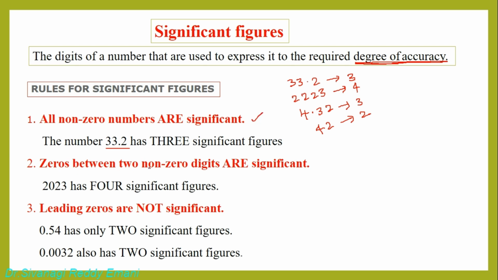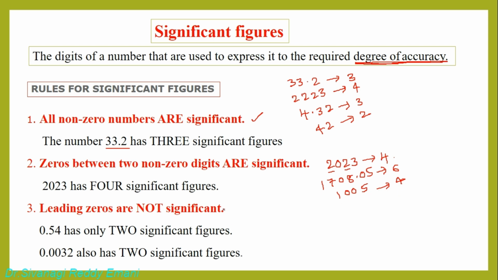Then, zeros between two non-zero digits are significant. Coming to the second rule, if it is 2023, then two non-zero digits and a zero are there. It is significant, so it has 4 significant figures. 1708.05 has 6 significant figures. Then 1005 also has 4 significant figures.